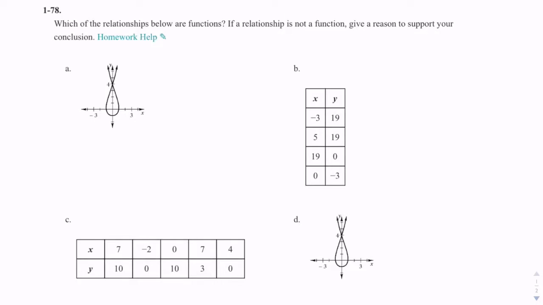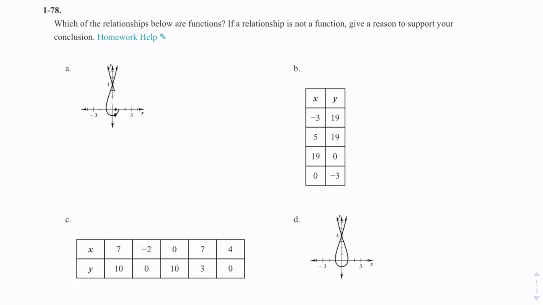Okay, for 78, it's asking which of these are functions. And remember, to be a function, for any x value that we put in, only one y value can come out, right? So if we look at a graph, and I take, for instance, let's look at A. If I take this point, this x value right there, I notice that this y value comes out and this y value comes out, right? So therefore, this is not a function.